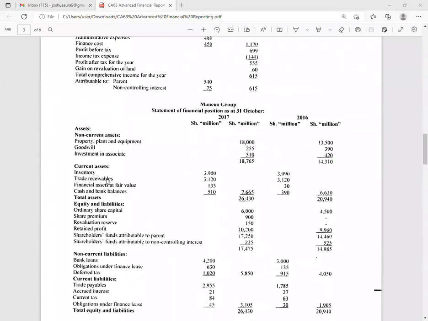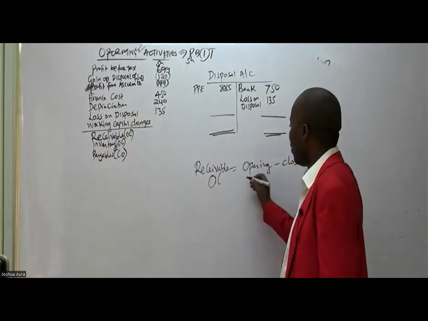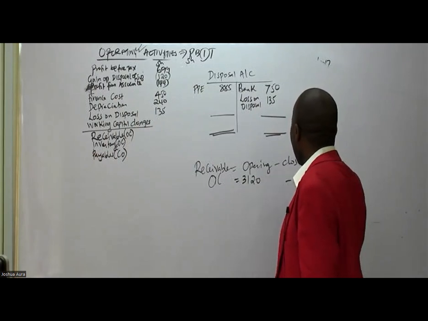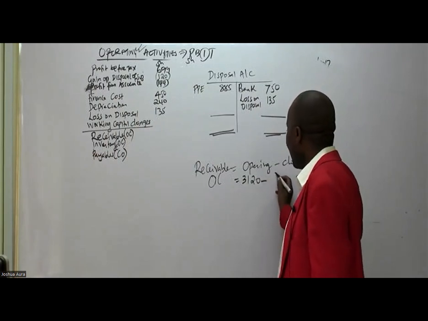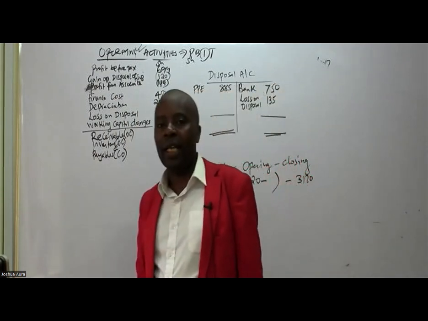I can see the trade receivables. Opening is 3120. The other one is 3120 as well. Is that okay for receivables? 3120 is the opening, right? And then closing is 3120. However, remember, for the opening, it's very important for you to make an adjustment.